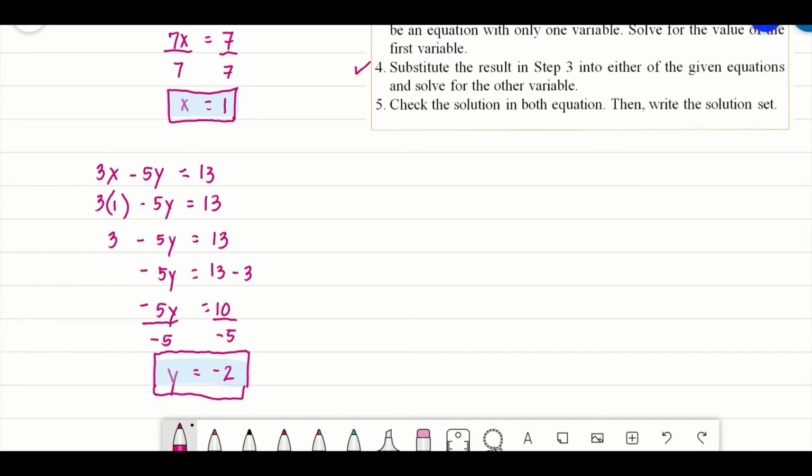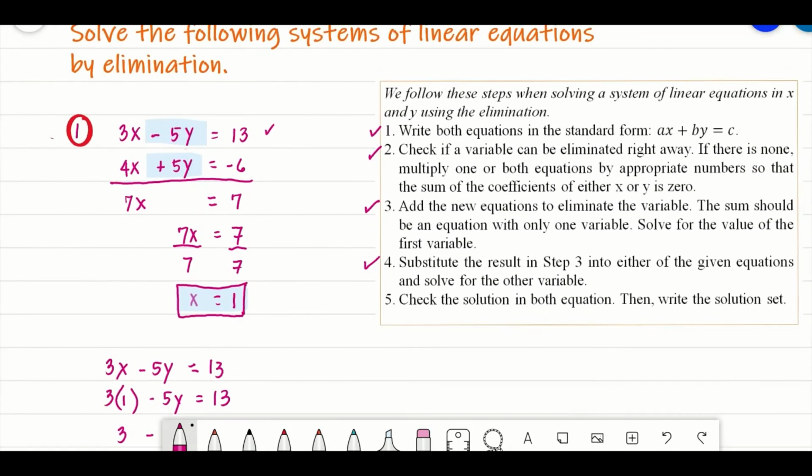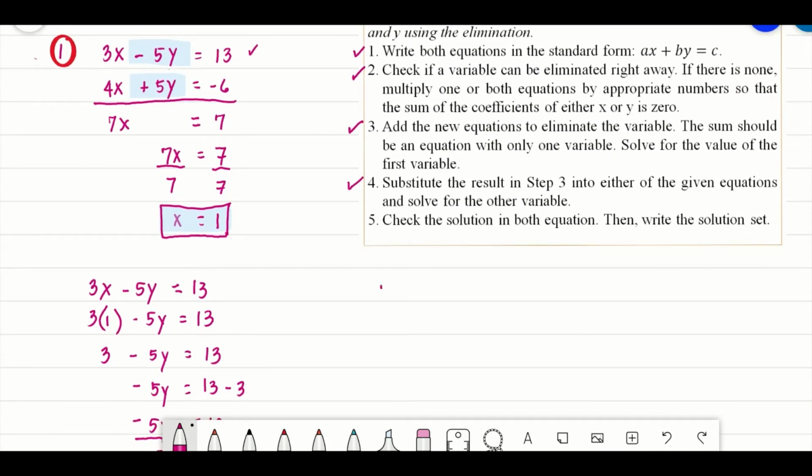Next, let's go to step 5. We have to check if the solution is correct in both equations. We have x equal to 1 and y equal to negative 2. Let's check our first equation. This is now the checking. Using our first equation, we have 3x minus 5y equals 13, and our second equation is 4x plus 5y equals negative 6.